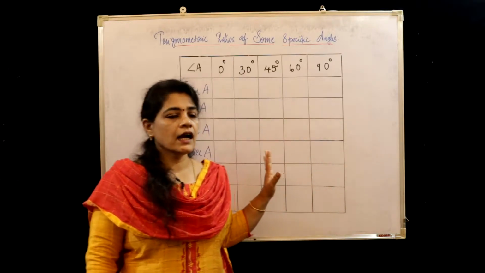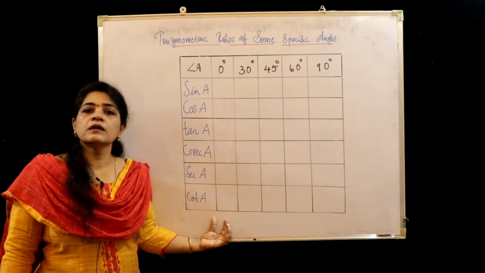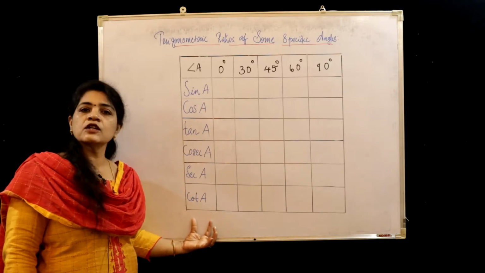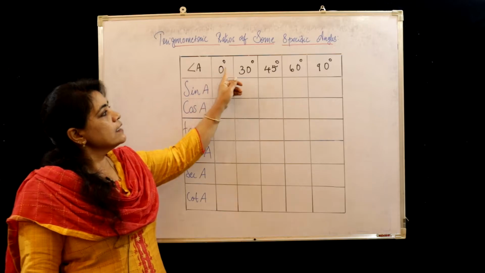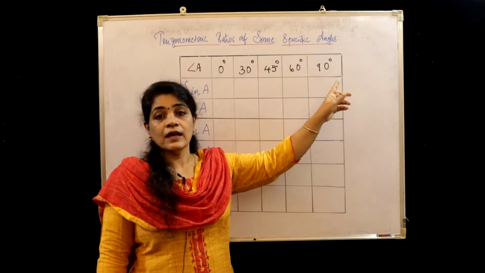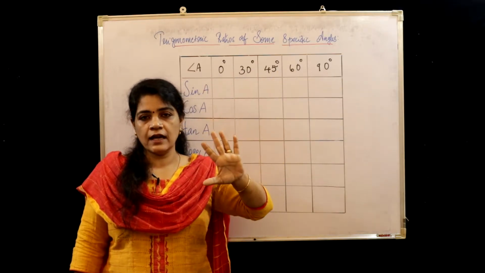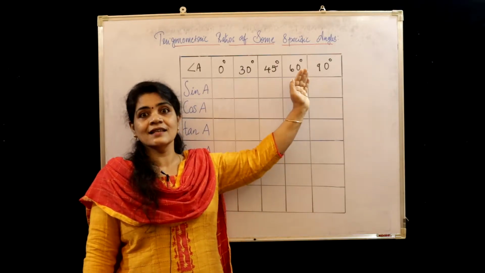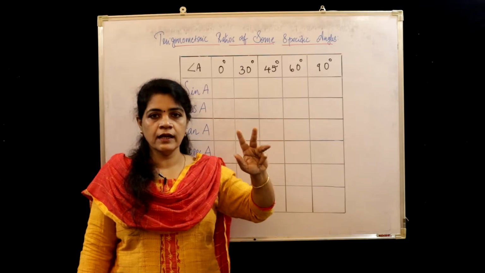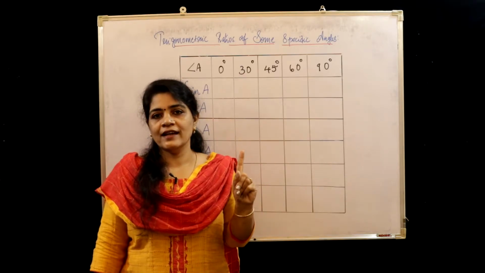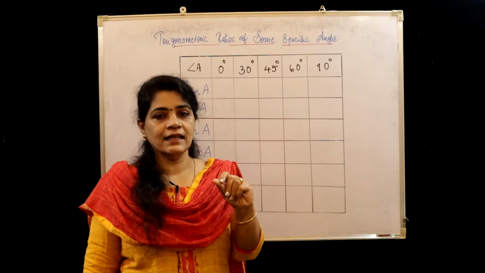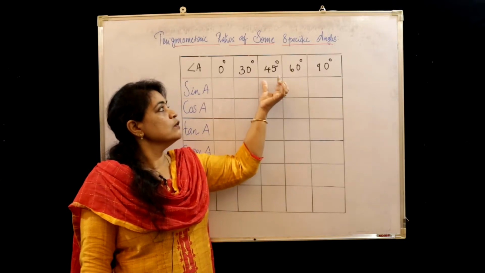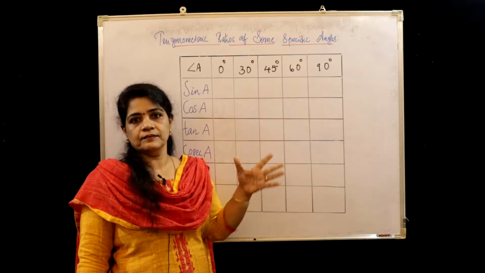For that I have drawn a table, and in the first column I have written the 6 trigonometric ratios, and in the first row, these 5 specific angles. We are discussing the values only when theta takes these values, that is 0 degree, 30 degree, 45 degree, 60 degree and 90 degree. Starting with 0, ending with 90. In between we have 3 more values.